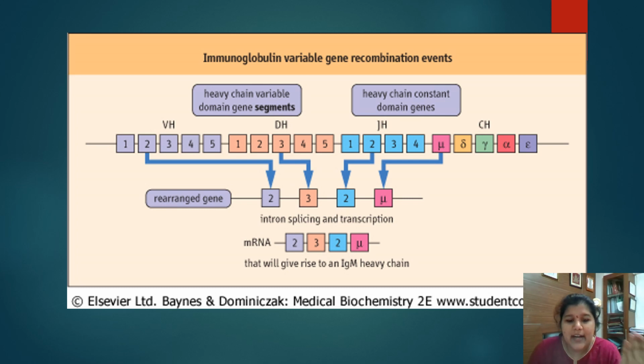Now this gene will convert into mRNA and thereby convert into a protein, which is an IgM heavy chain. Now imagine the different permutation combinations that can be done, producing different types of IgM. That is how individual IgMs are produced for the specific antigen.